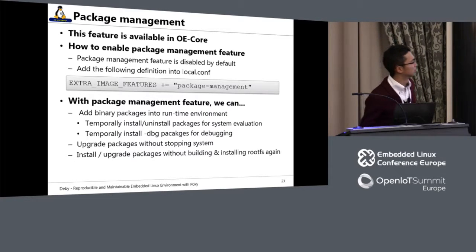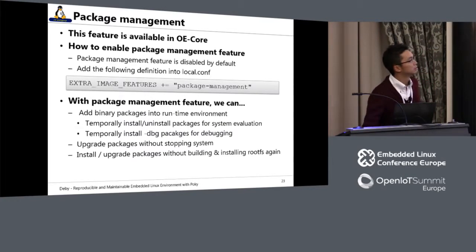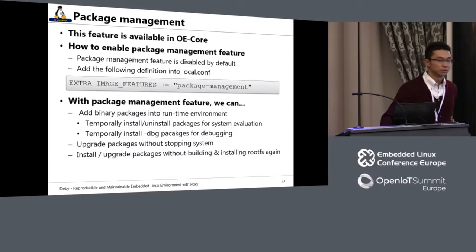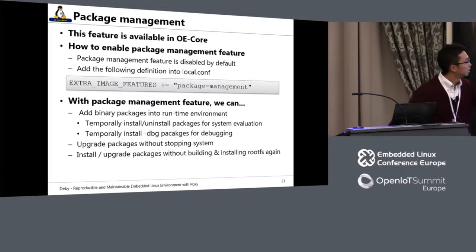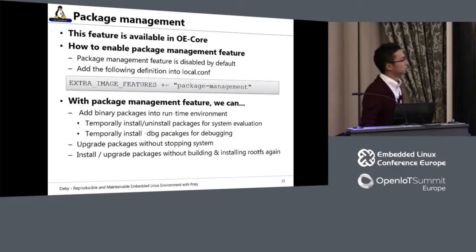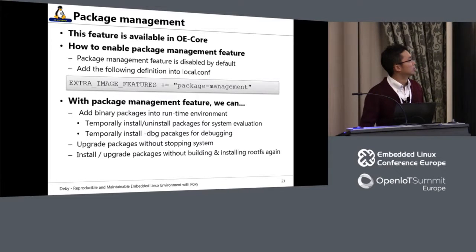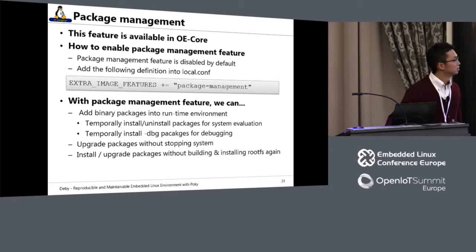When we enable this feature, first, we can simply add binary packages into the runtime environment. For example, sometimes we temporarily want to install and uninstall some packages for system evaluation, and sometimes we want to install debug packages for debugging purposes. Second, we can upgrade packages without stopping the system, and we can install upgraded packages without installing the root file system again.